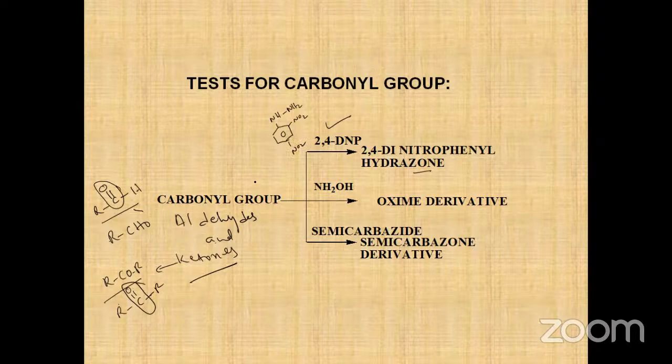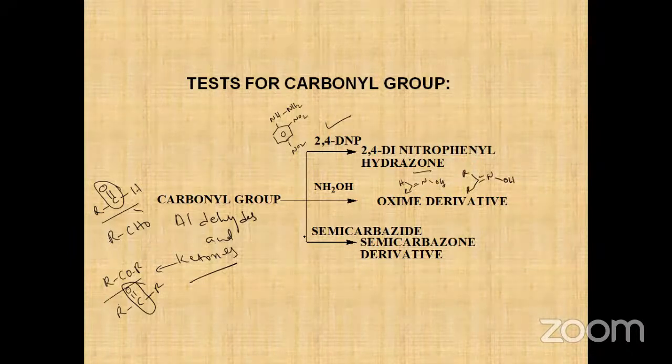This is the 2,4-DNP. Whenever it reacts with an aldehyde or ketone, it leads to formation of a 2,4-dinitrophenyl hydrazone derivative. Now, it is also reacting with an oxime. Oxime can react with both aldehyde and ketone, that leads to formation of aldoxime and ketoxime. This is the aldoxime and a ketoxime. Right. Aldoxime and ketoxime. Both carbonyl compounds will generate the oxime derivative.